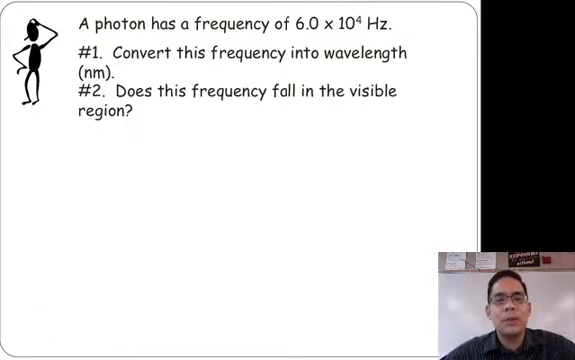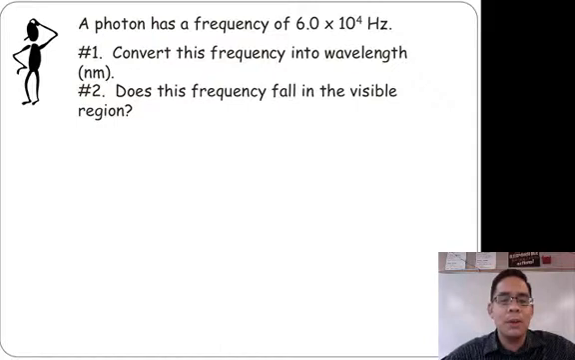So for a practice example, why don't you pause and try this one if you want. A photon has a frequency of 6.0 times 10 to the 4 hertz. Convert this to wavelength in nanometers. Does this frequency fall in the visible region?